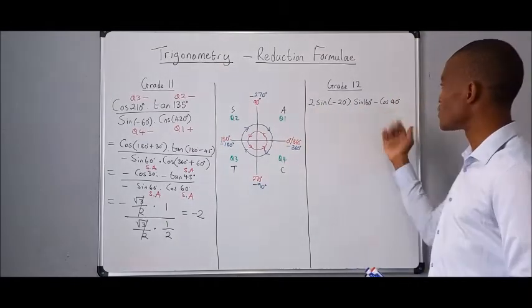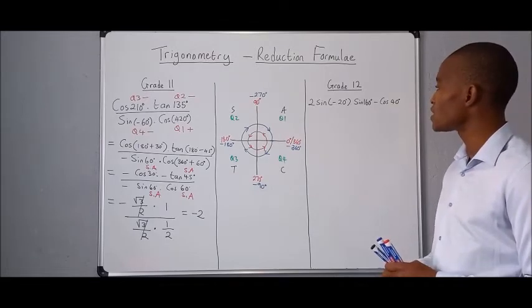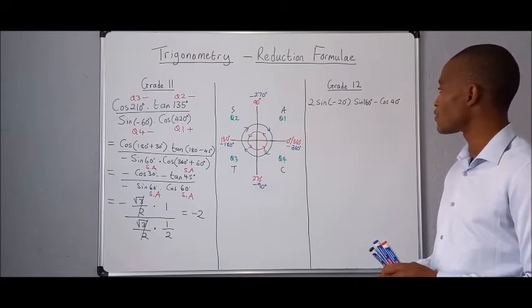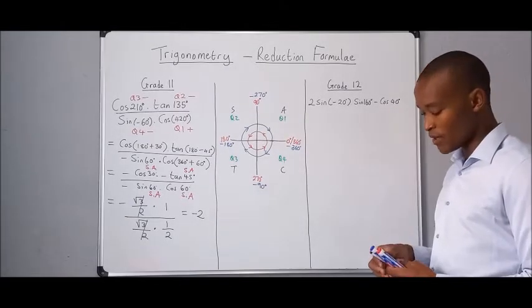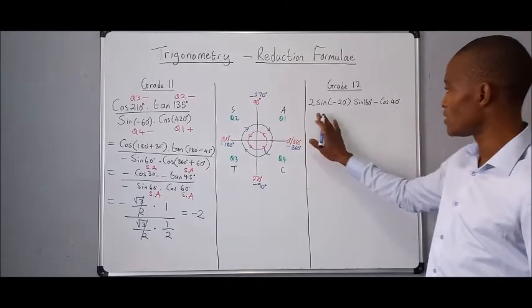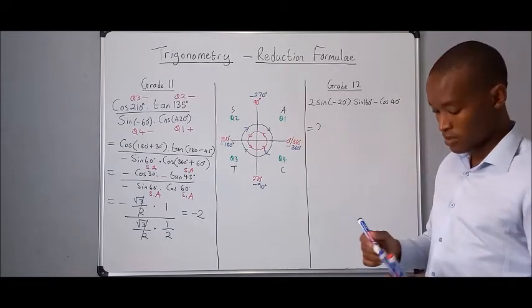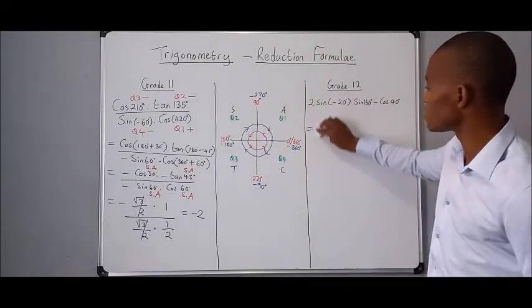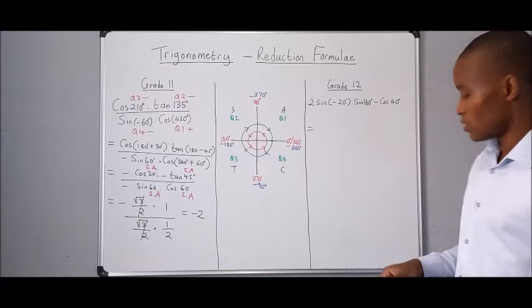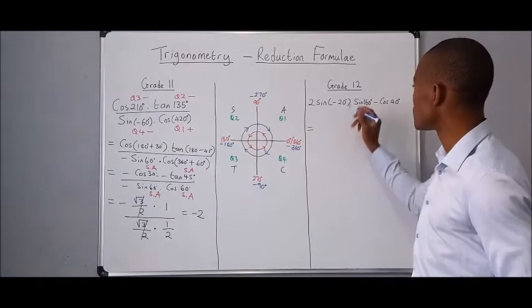So let's start with this. We are given this expression now, 2 sine of negative 20 degrees times sine of 160 degrees minus cos 40 degrees. How do we simplify this? We start with the first one. 2 is a constant. Let me rather do this: identification of the quadrant and the sign first.